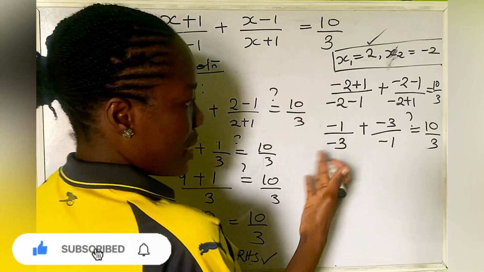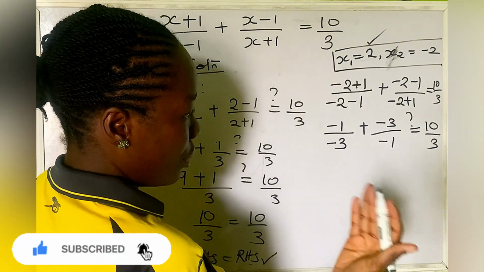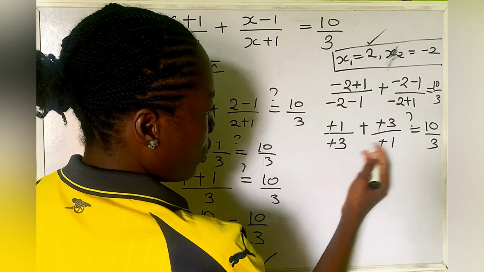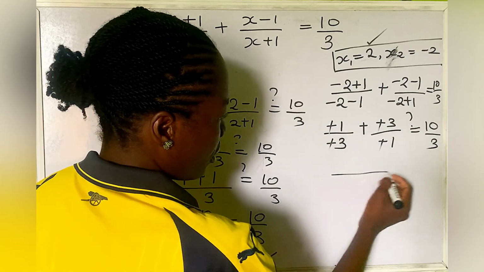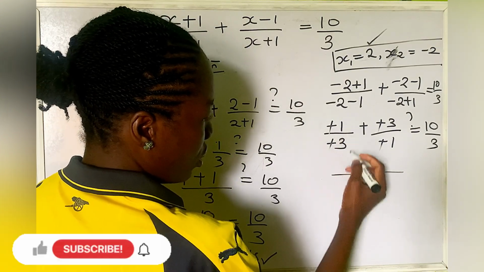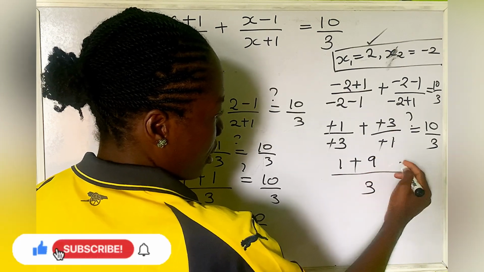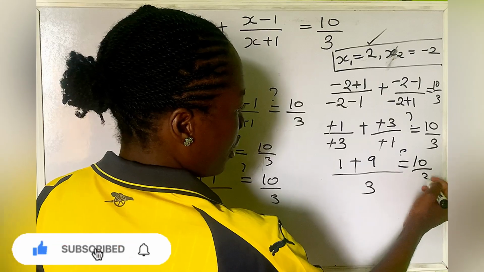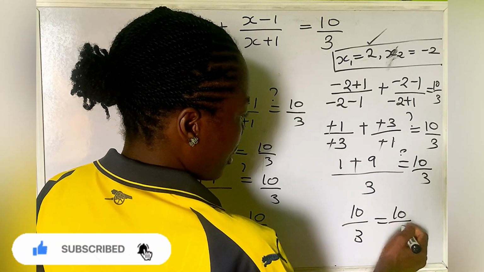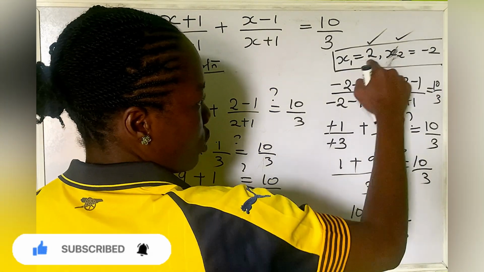Now, because we have these negative signs here, we can multiply both sides by -1 to take out all these negative signs. Then we now have 1 over 3, back to what we had there. So we find the LCM. 3 into this is going to give us 1. 1 times 1 is going to be 1 plus this into this is 3. 3 times 3 is 9. Now, is that equal to 10 over 3? This is 10 over 3, which is the same thing as the other side. Therefore, our value for x, 2 and -2, is correct.